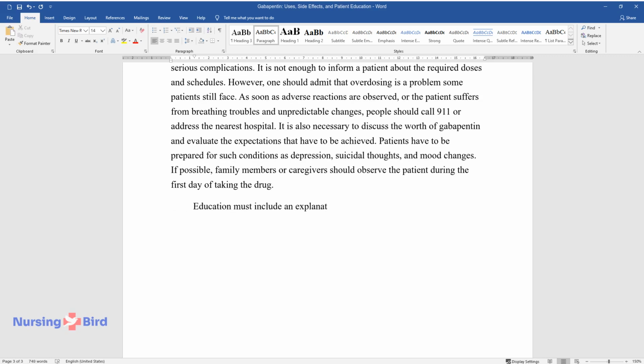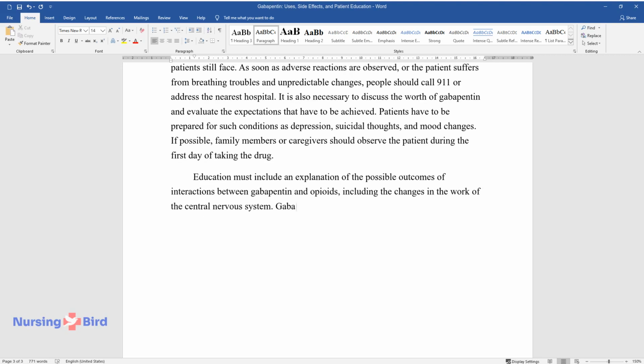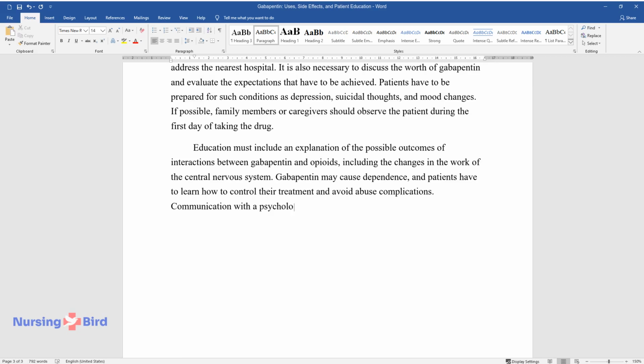Education must include an explanation of the possible outcomes of interactions between gabapentin and opioids, including the changes in the work of the central nervous system. Gabapentin may cause dependence, and patients have to learn how to control their treatment and avoid abuse complications. Communication with a psychologist is one of the possible solutions.